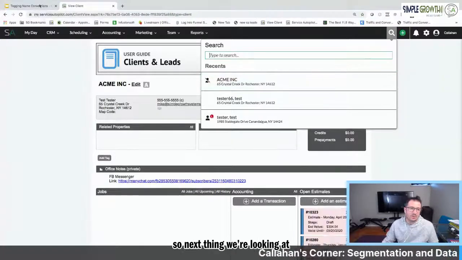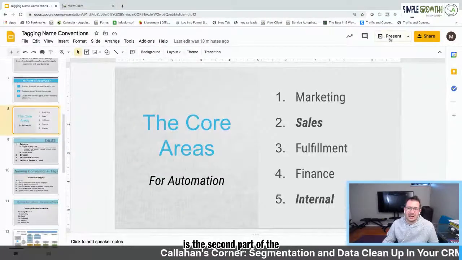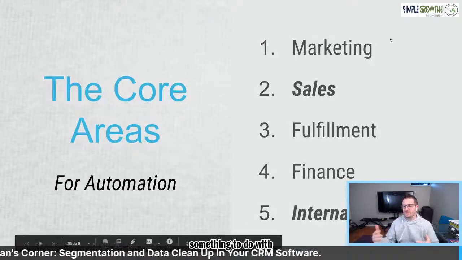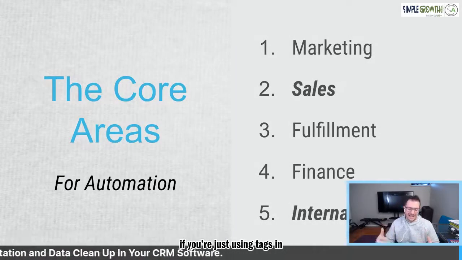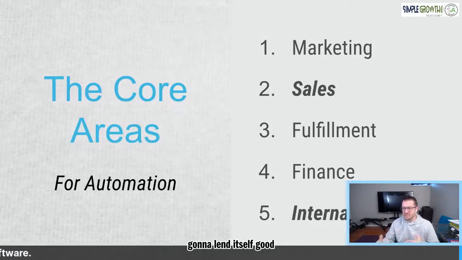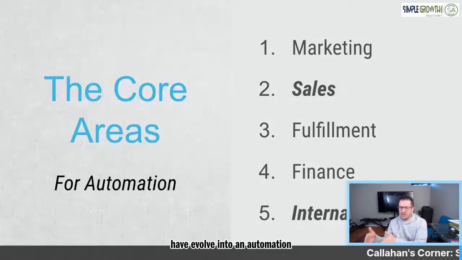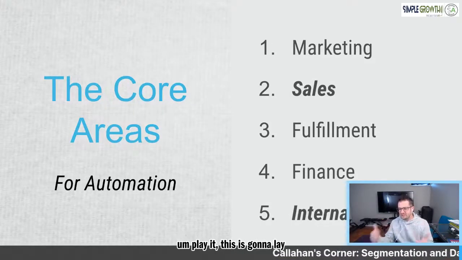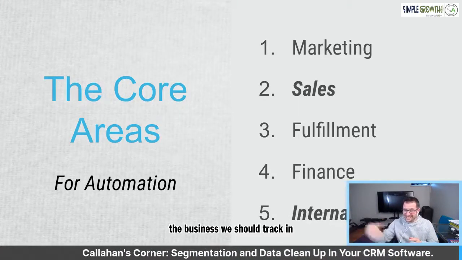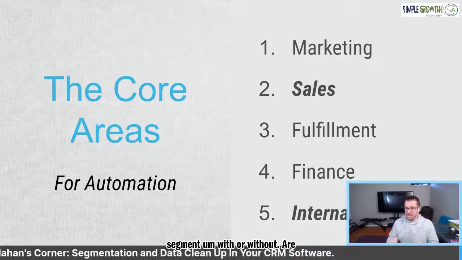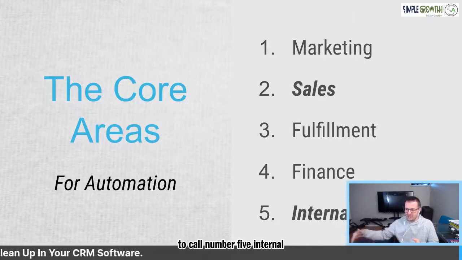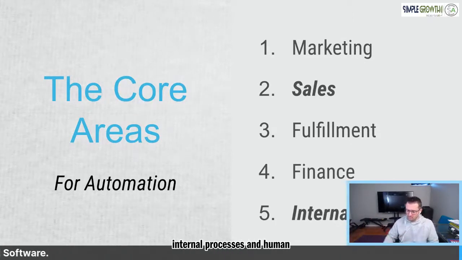So the next thing we're looking at, the second part of the question, is automations and tag segmentation. This can have something to do with automations, but it also applies if you're just using tags in your CRM, customer relationship management software. This is going to lend itself to good segmentation of tags. So if you haven't evolved into an automation play yet, this is going to lay the foundations of this database segmentation. The core areas of the business we should track and segment with or without automations are marketing, sales, fulfillment, finance, and I like to call number 5 internal/HR. So that's your internal processes and human relationships.